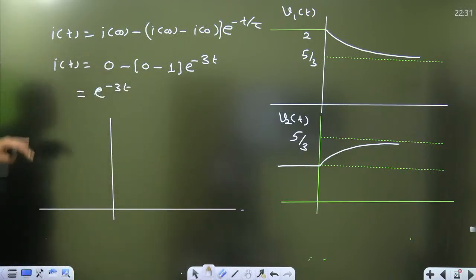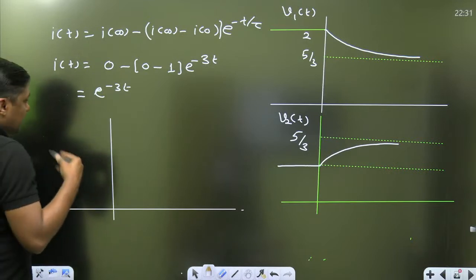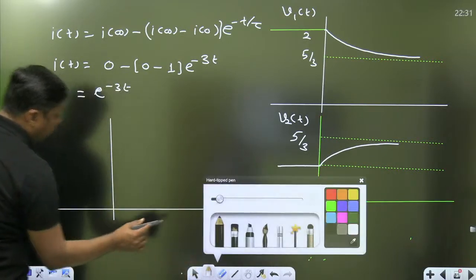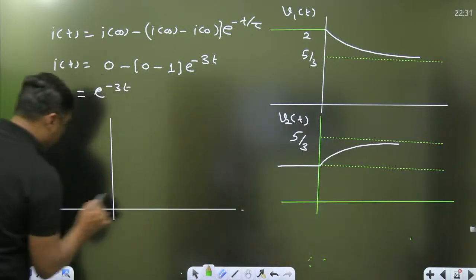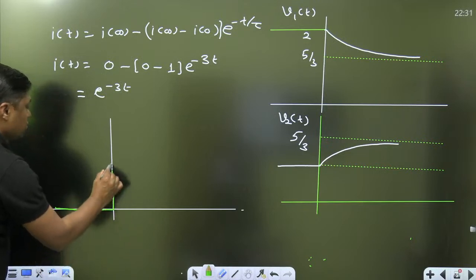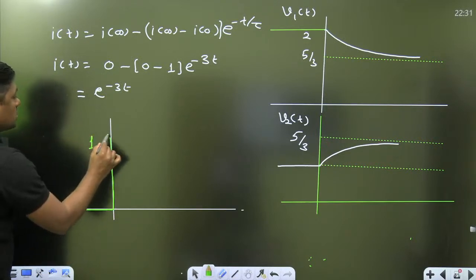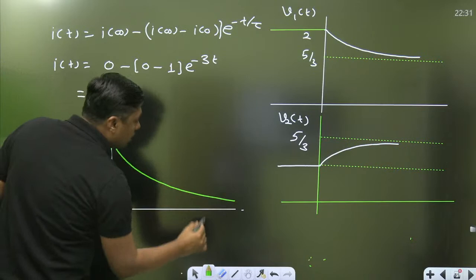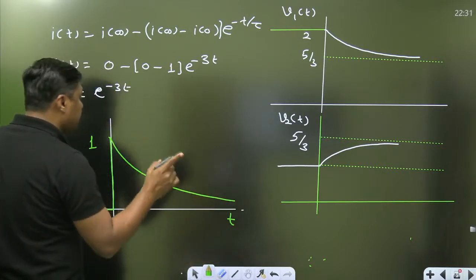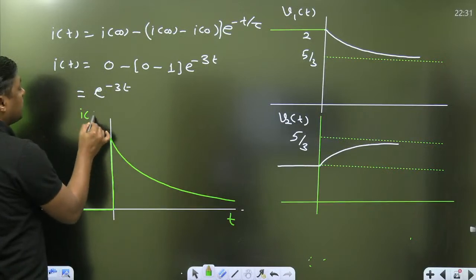Now finally, watch this diagram. What is the current? Current initially is 0, but the capacitor allows a sudden change of current. So suddenly what will happen? This is the 0 current. Suddenly it will rise to what? 1 ampere. Now it will discharge. This is called the representation for all time. What is given in the question? Represent for all time. So this is the all time.